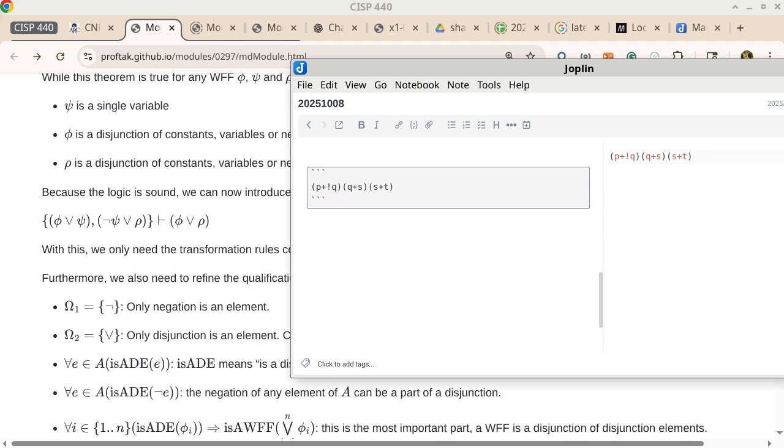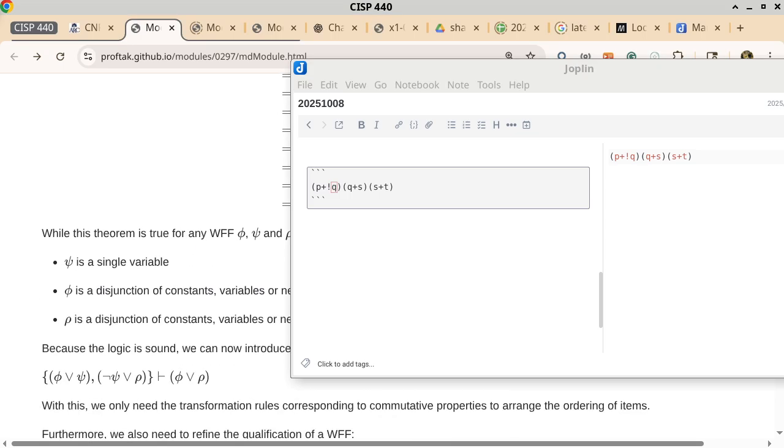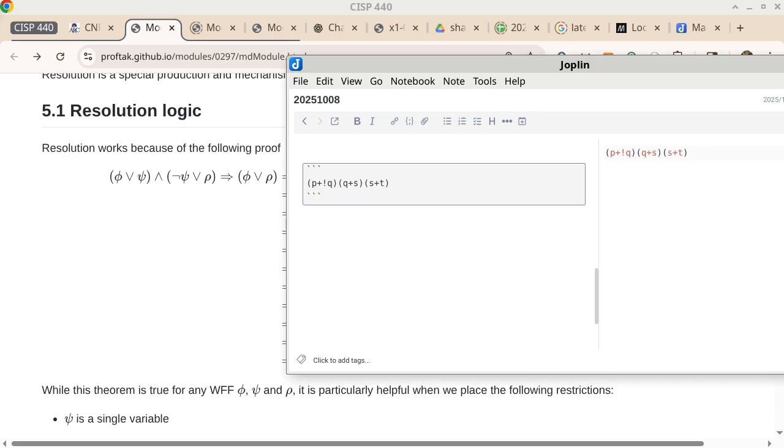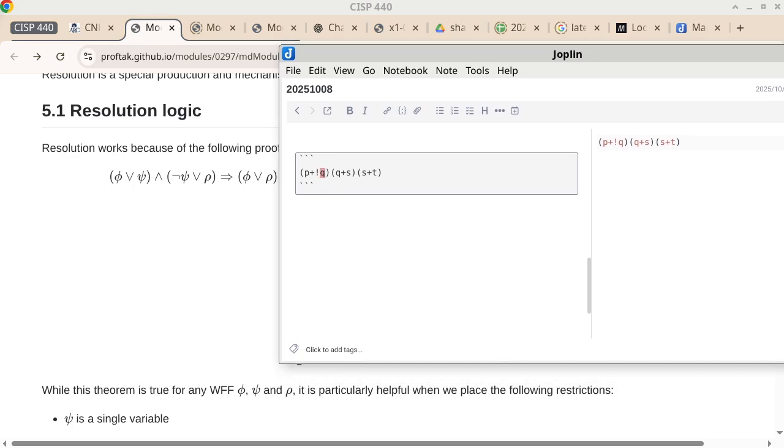No, we're trying to apply resolution. So the question is, can I apply resolution in this conjunction? We'll take a look at resolution on one side and the formula on the other side. Is that better?